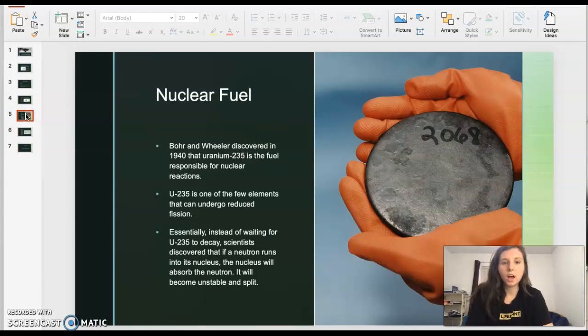So, nuclear fuel. In 1940, Bohr and Wheeler discovered that uranium-235 is the fuel necessary for nuclear reactions. Uranium-235 is one of the few elements that can undergo induced fission. Essentially, instead of waiting for uranium-235 to decay, scientists discovered that if a neutron runs into a nucleus, the nucleus will absorb the neutron, become unstable and split. This is a good thing. This is also a really horrible thing, and it has caused mass devastation in our society, in previous societies, as we've seen in history. So obviously, in the hands of the wrong people, this can be very devastating.